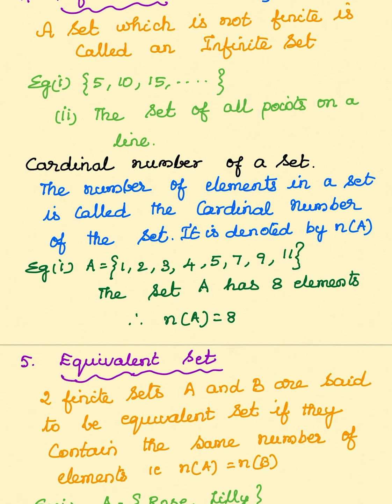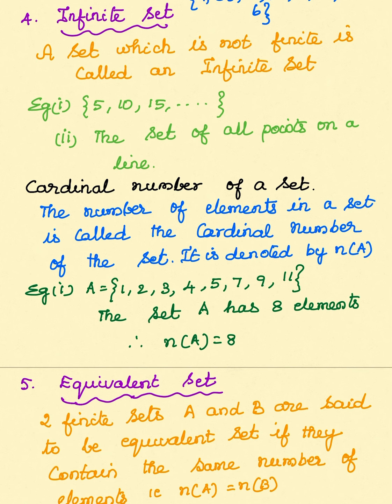Next we go into infinite set. A set which is not finite is called an infinite set. That means we cannot find the number of elements of the set. So now let us take example 1. 5, 10, 15, it goes on. See, it starts with 5. It's a set of multiples of 5, but we do not know where it is going to end. So we cannot count the number of elements of this set. So it is known as an infinite set.